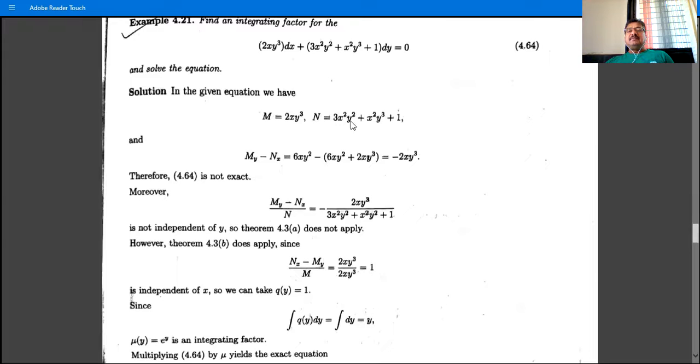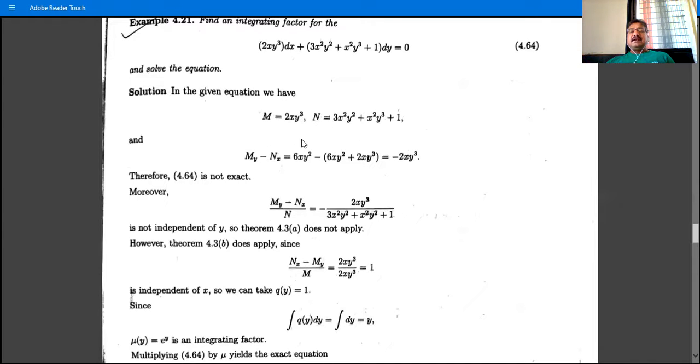∂M/∂y means the derivative with respect to y, so keep x constant. The derivative of ∂M/∂y: 3x^2 is constant, y^2 gives 2y, and x^2 is constant, y^3 gives 3y^2. Now the derivative ∂N/∂x, not with respect to y, with respect to x: 3y^2 is constant, and the derivative of x^2 is 2x. So we have 6xy^2. Now this is 2xy^3. So this is ∂N/∂x.